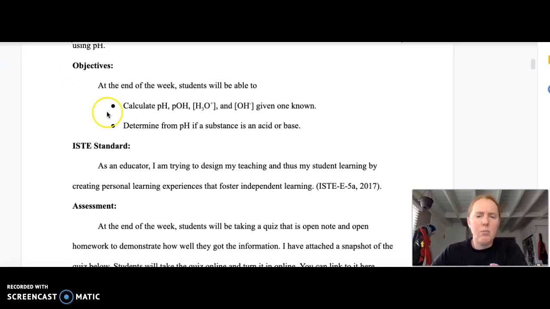So, quick review of my unit, the section that I made. My students were doing calculations: pH, pOH, hydronium ion concentration, and hydroxide ion concentration, and they had to find those different numbers from the different formulas.